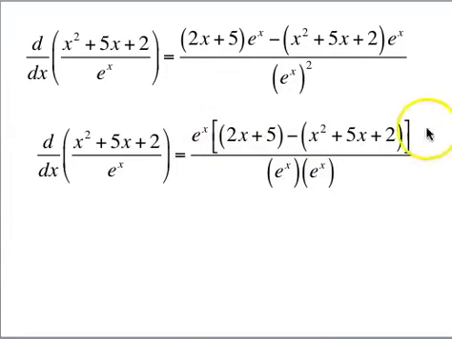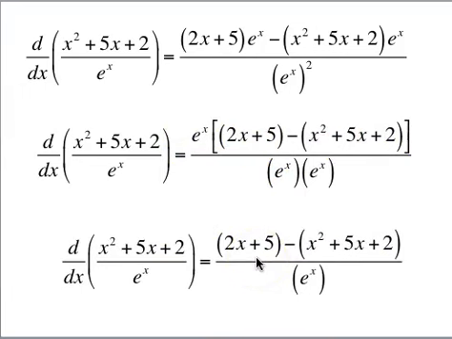It's multiplying that whole piece. Divide the top by e to the x, divide the bottom by e to the x to get this. We're still not finished because, of course, you can simplify the numerator. Subtract x squared, subtract 5x, subtract 2, get like terms to get our final answer.